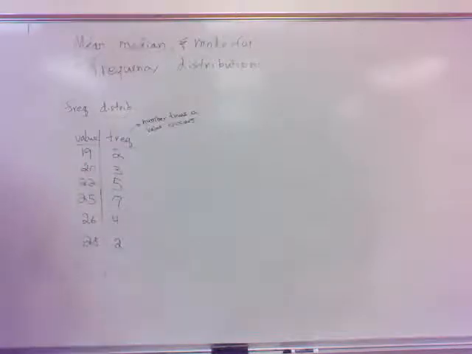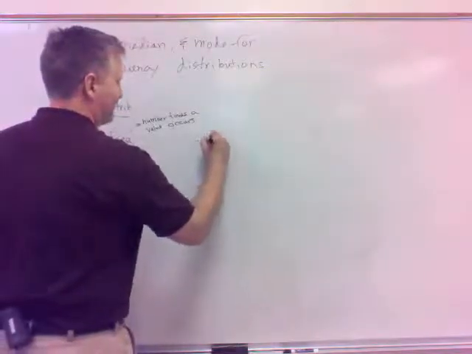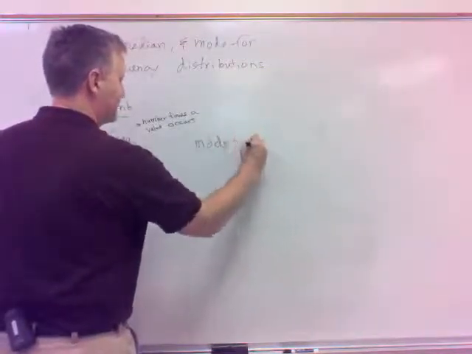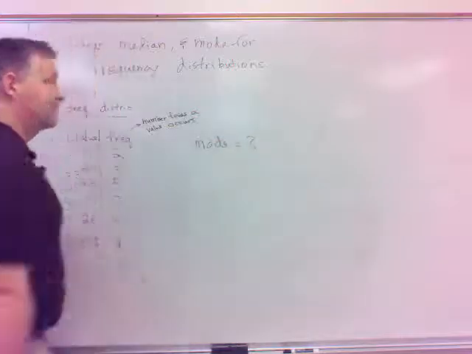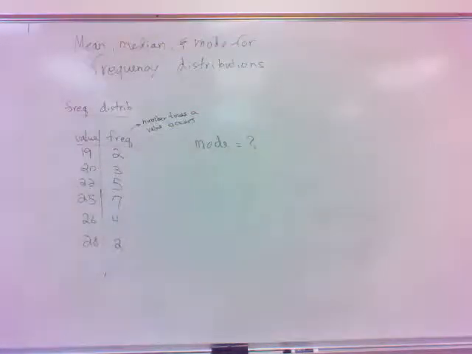Let's start with what's supposed to be the easiest one. But on these, a lot of times I get students missing this on the test. What is the mode here? Should be the easiest one. But for some reason, it gets missed a lot, but it should be an easy one. Which value here occurs most often?